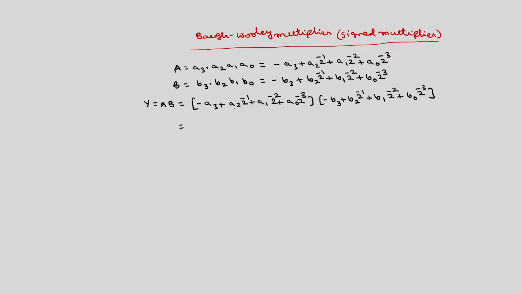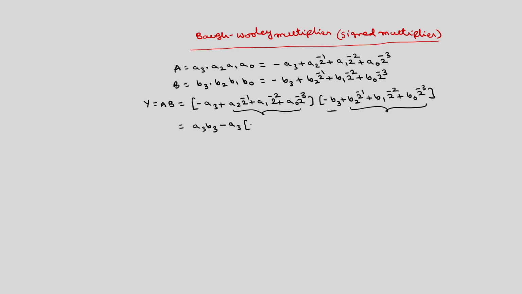This is equal to minus A3 minus B3 becomes A3 B3. So, there is no sign here. Okay. So, the only terms where the sign is involved is minus A3 if I multiply with this one, and minus B3 if I multiply with this one. These two are having the negative signs.